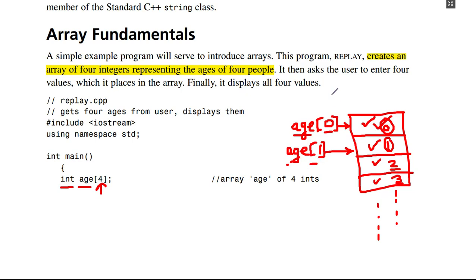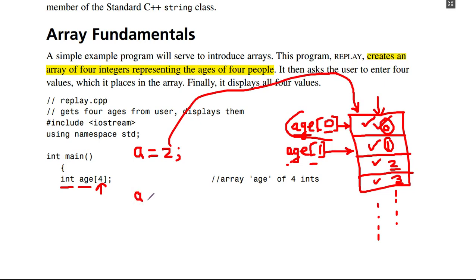Now if you want to write some number in this first place, how do we do it? If it's a regular normal variable, for example, if the name of this is a, we say a is assigned the value 2. So 2 would be stored in this location. Now if you want to store 2 in this location, the name of this is age 0. So all we need to do is write age 0 equals 2. This is just like when we give it a name a, you say a is assigned the value 2. Now the name of this location is age 0, so you say age 0 is equal to 2.